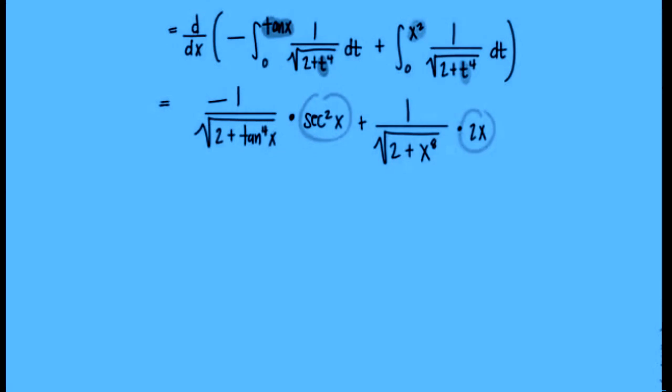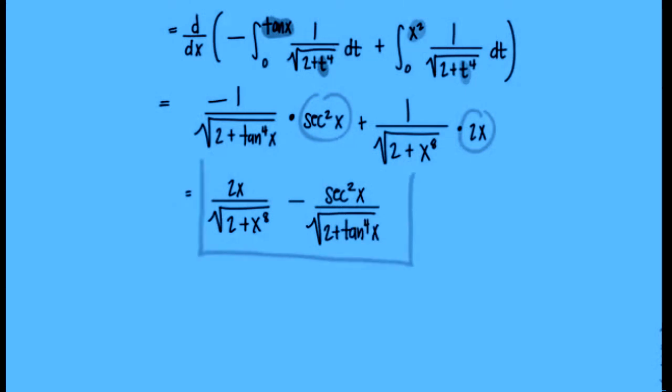Let's put the positive one first. Who likes a negative as their leading term? It is not so nice. So we will have 2x over the square root of 2 plus x to the 8th, minus secant squared x over the square root of 2 plus tan x to the 4th, and that is our final answer.